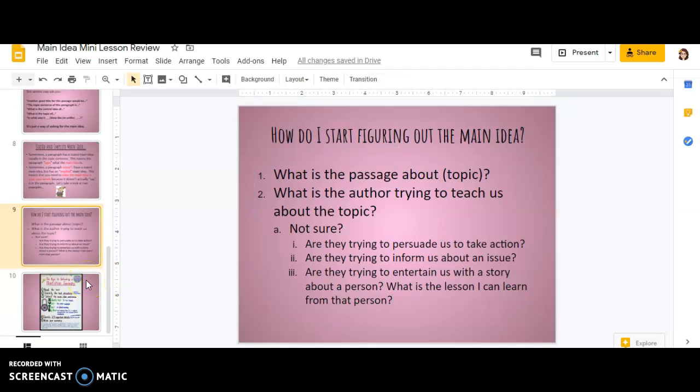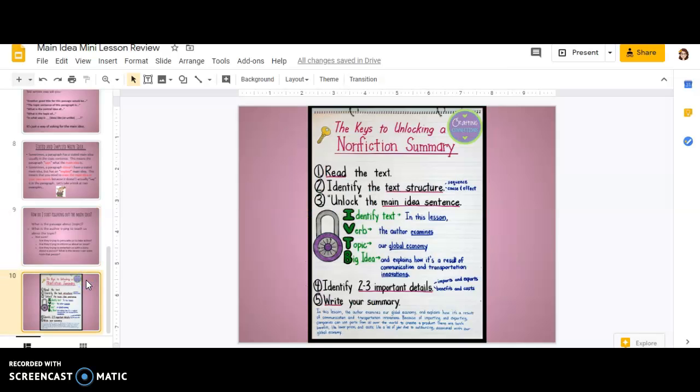Now, just as a quick reminder, because main idea links into summary, especially nonfiction summaries, your main idea should always be that first sentence in a nonfiction summary. I just brought this up to review a little bit with you. So the first thing you have to do is read the text. Number 2, identify the text structure. Now, if you need to review, remember you've got sequence, cause and effect, compare and contrast, description, all those good ones. If you need to, you can Google it. Number 3, unlock your main idea sentence.